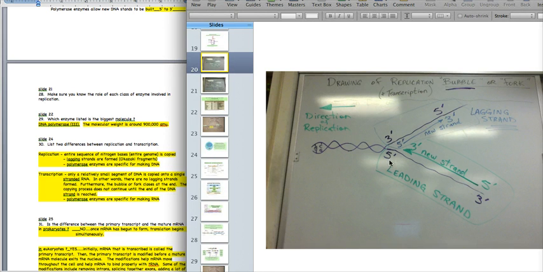But yeah, I just kind of randomly labeled one side 5 to 3, which means the new strand is built towards that bubble, 5 to 3.